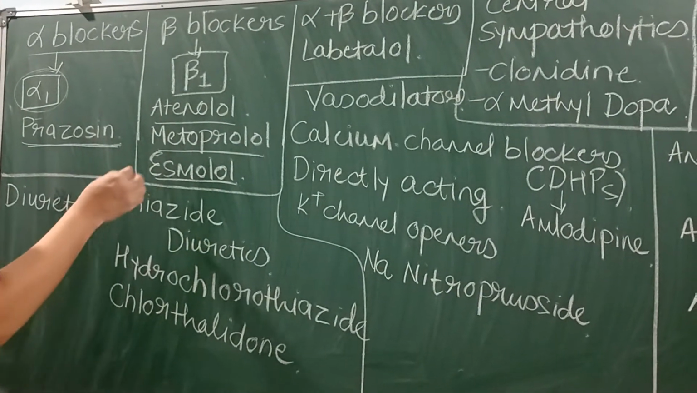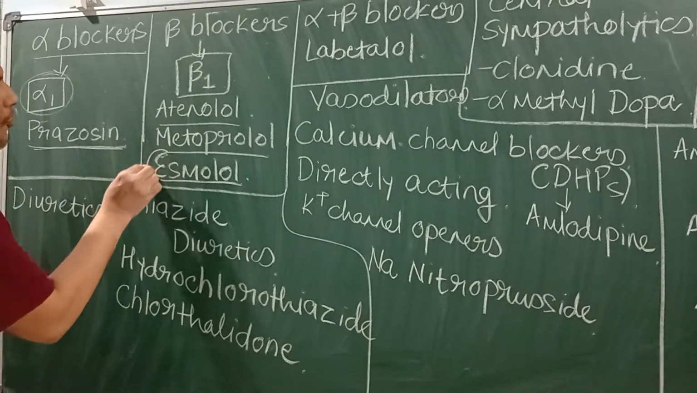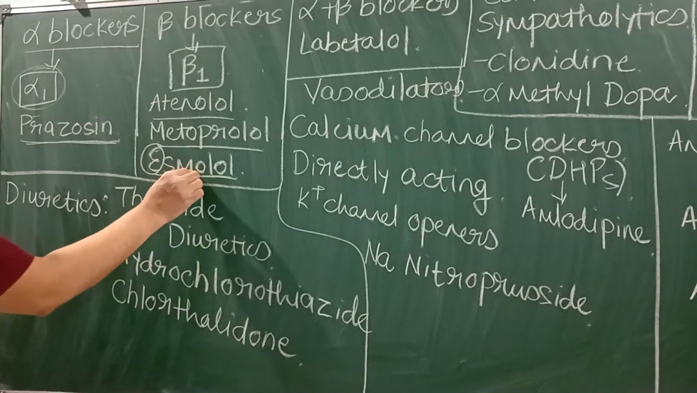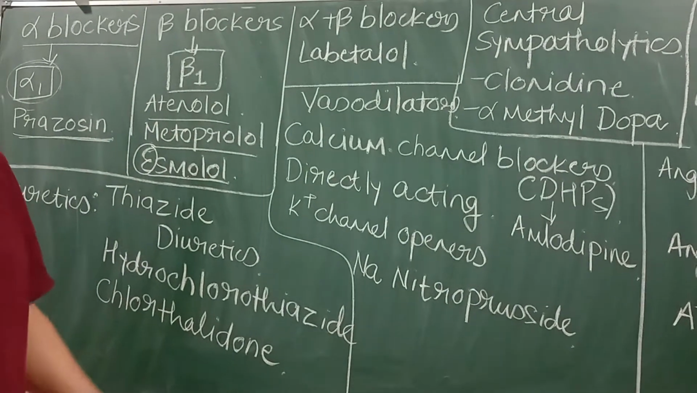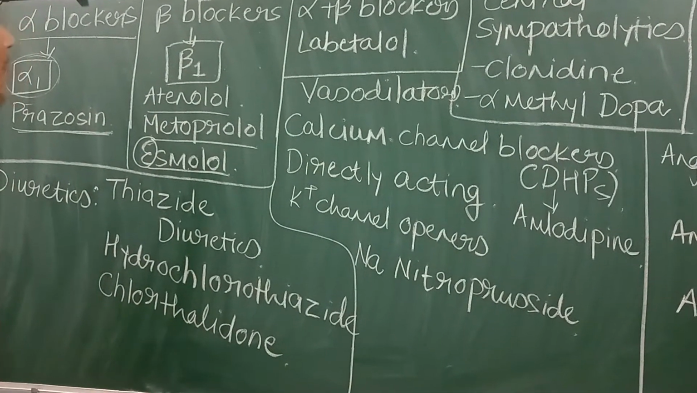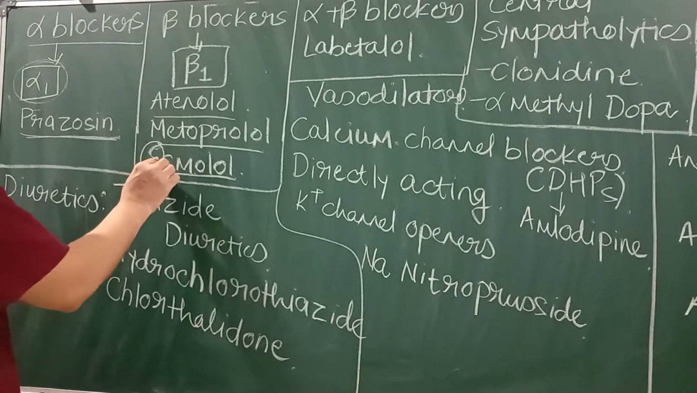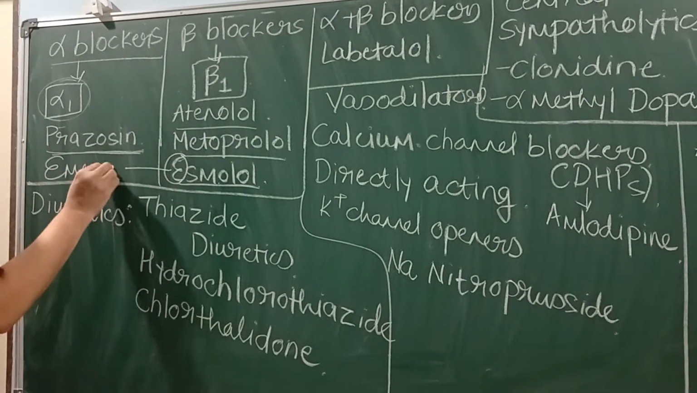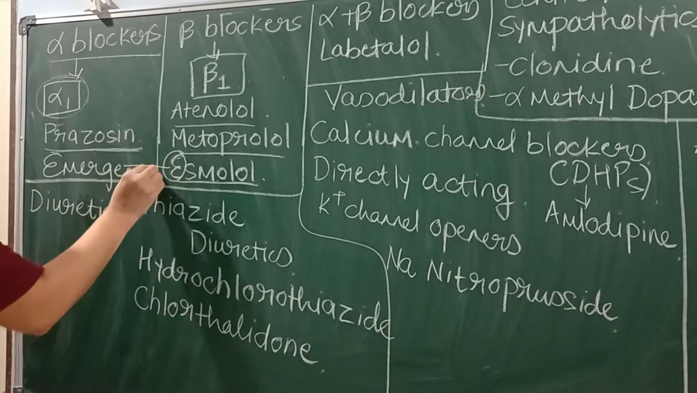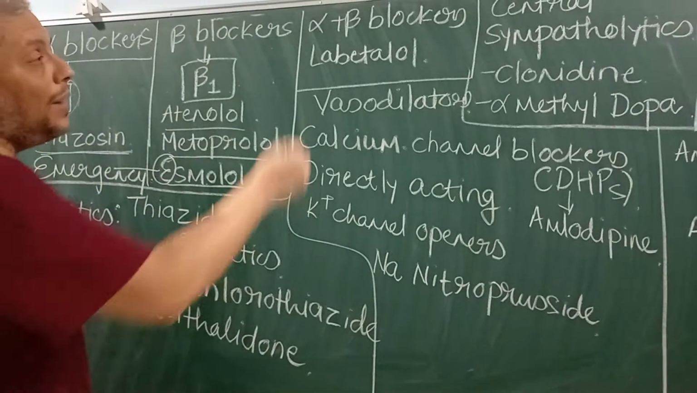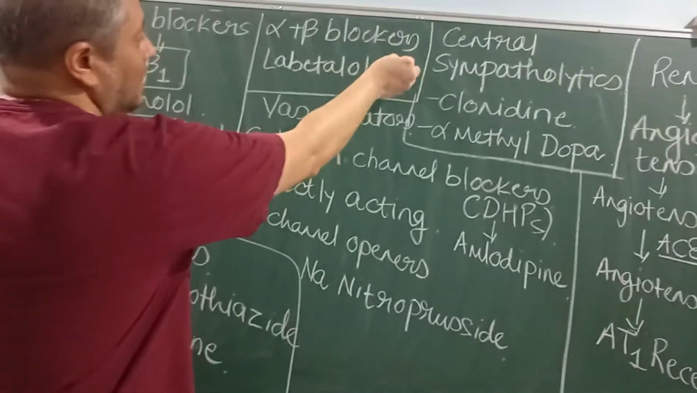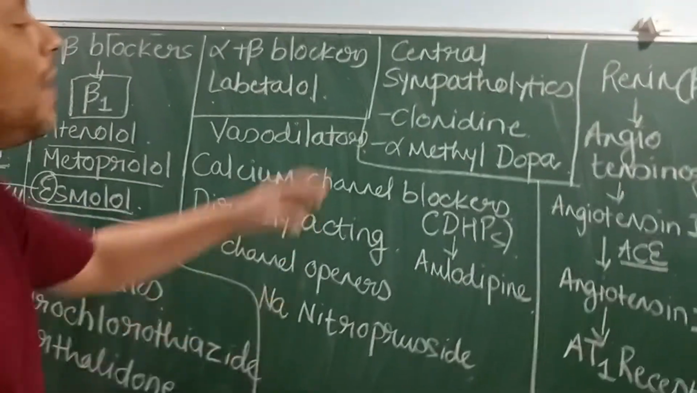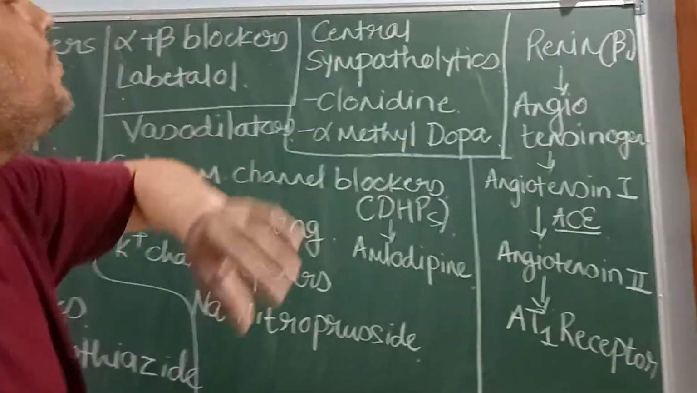Out of these, you should remember the E for E. E means emergency. Because esmolol is a very short acting, ultra short acting antihypertensive agent, and that's why it is used in the hypertensive emergency also. Then the next, if you can block both alpha plus beta, then it is very good, and the agent is labetalol.